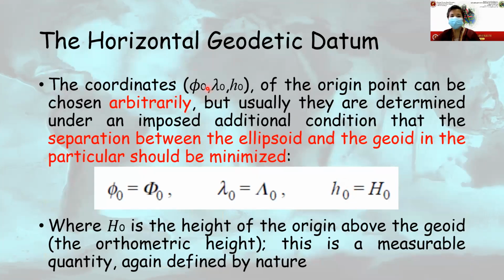The coordinates, we have the latitude, longitude, and height of the origin point, can be chosen arbitrarily, but usually they are determined under the imposed additional condition that the separation between the ellipsoid and the geoid in that particular area should be minimized. So that is the main reason why we use Clark 1866 at first. We are using the Clark 1866 ellipsoid since it has the minimum difference between the ellipsoid and the geoid. When we say geoid, that is the true shape, and the ellipsoid is the mathematical shape.